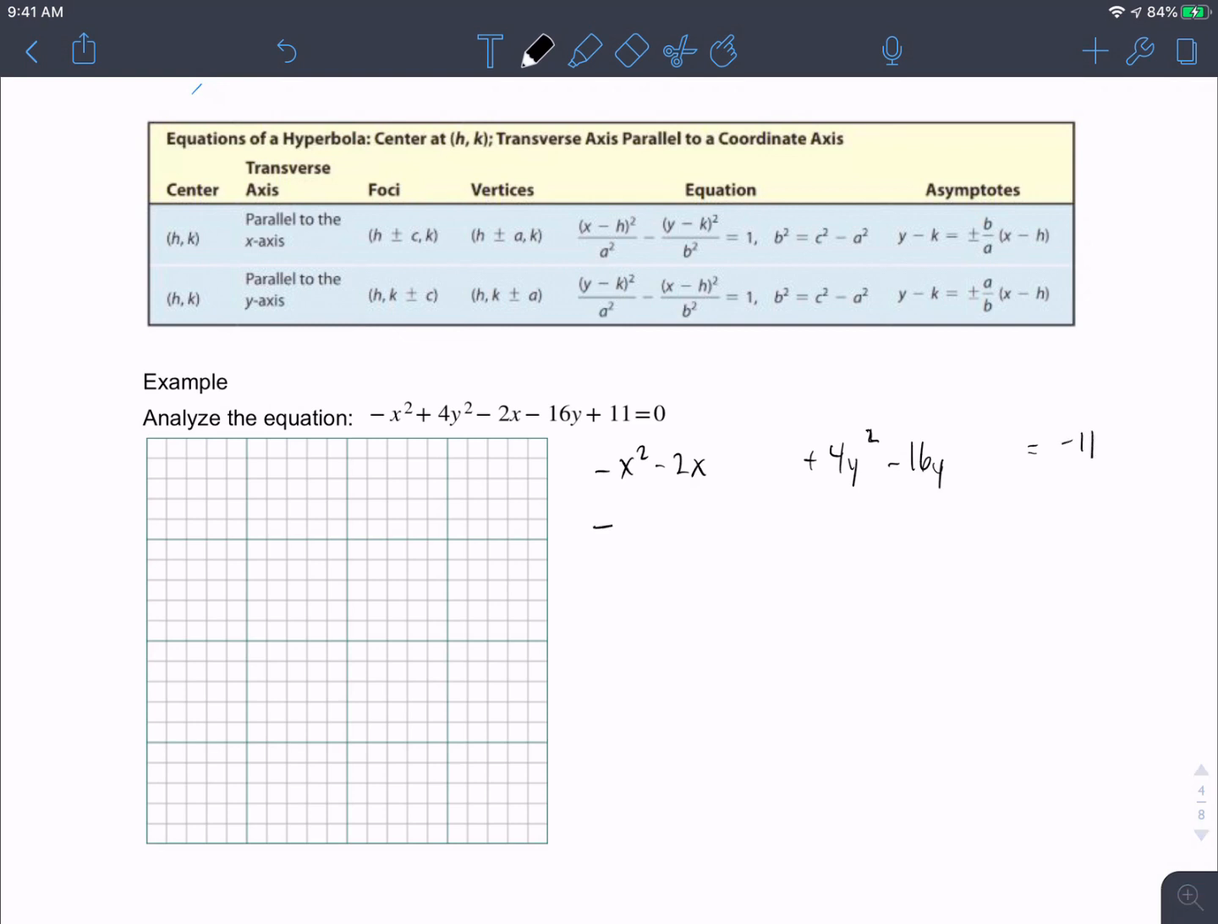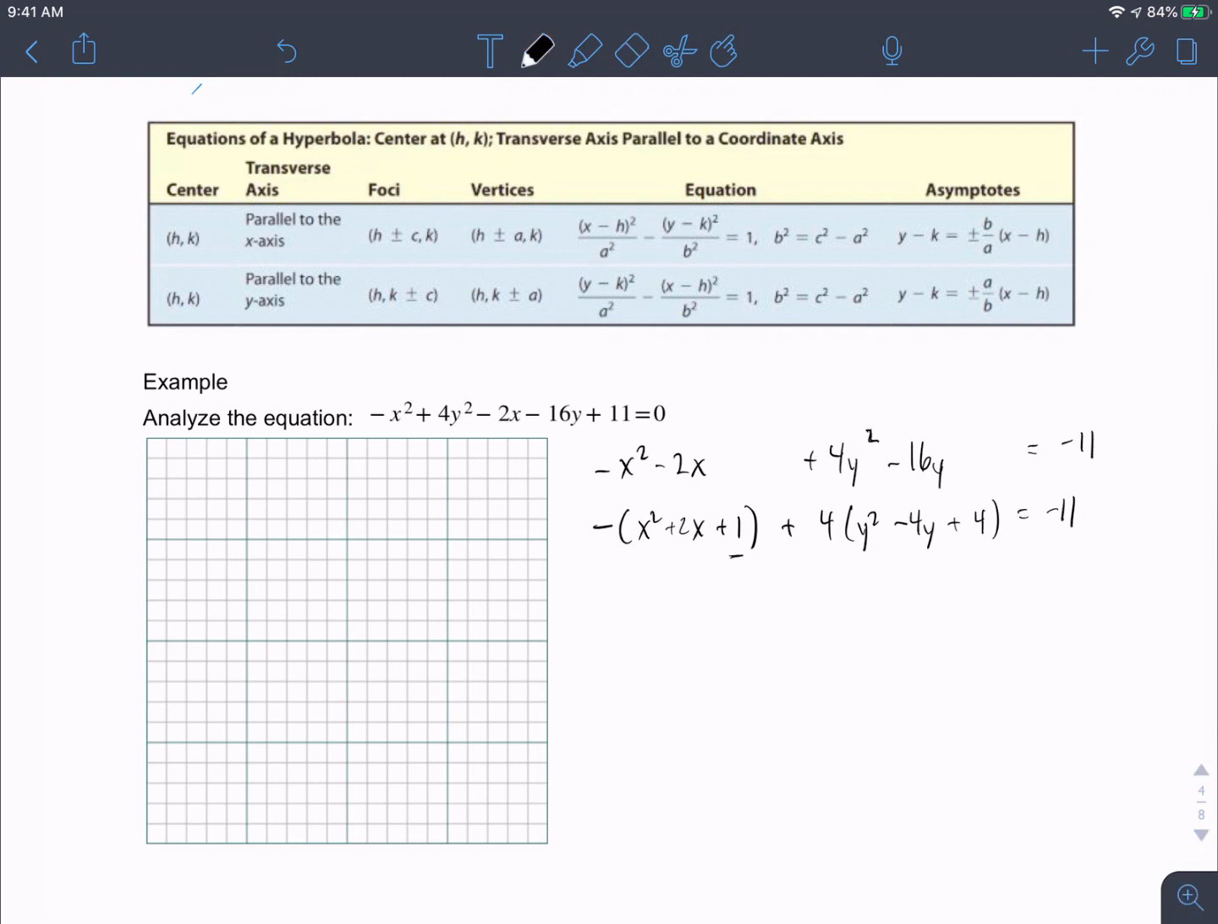Now what I'm going to do is factor out a negative, so I'm going to get x squared plus 2x, and then half of 2 is 1, that squared is 1. I'm going to factor out a 4 from the y term, so I'm going to get y squared minus 4y. Half of negative 4 is 2, that squared is 4. And so I need to add some numbers on the other side, or maybe subtract some numbers, we'll see.